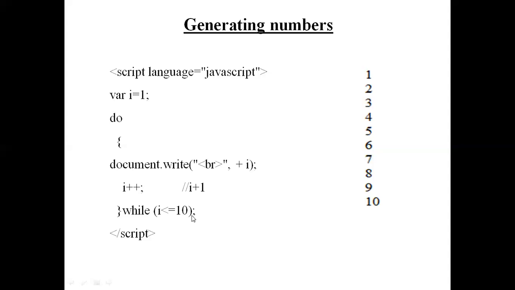3 is less than 10? Yes, displayed. Then 3 plus 1 is 4. 4 is less than 10? Yes, displayed. Like this it will go on till it becomes 10. 10 is equal to 10? Yes, till then it will be executed. So this is the syntax: do, display the statement with a break or without break, increment or decrement till the condition becomes true. Okay, so this was to generate the numbers.